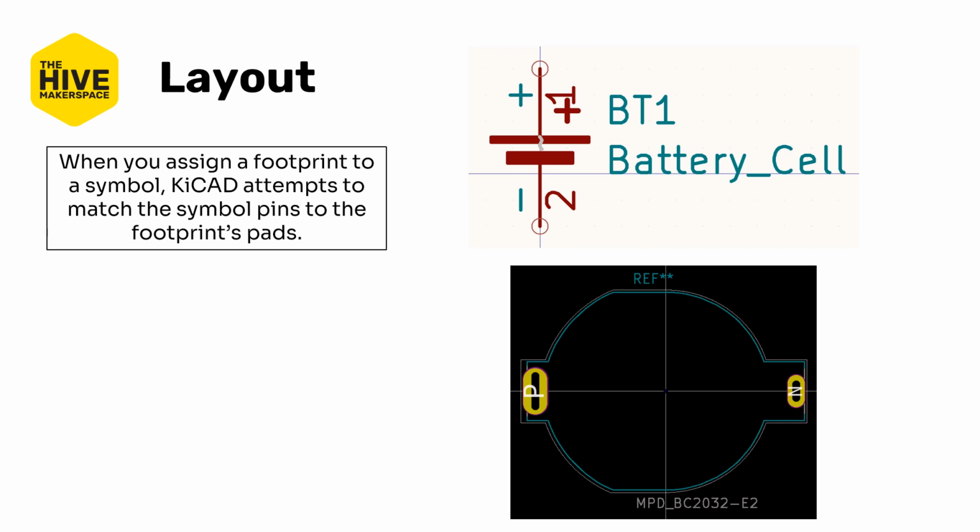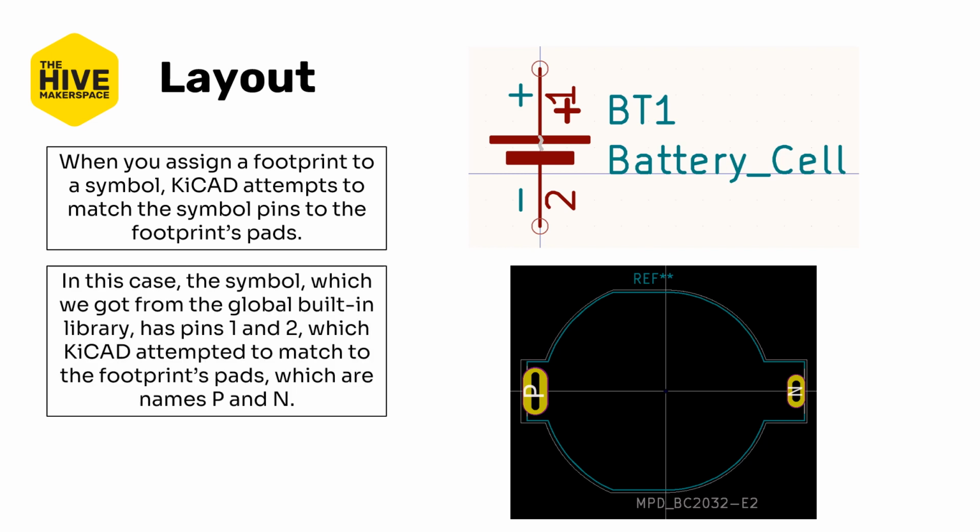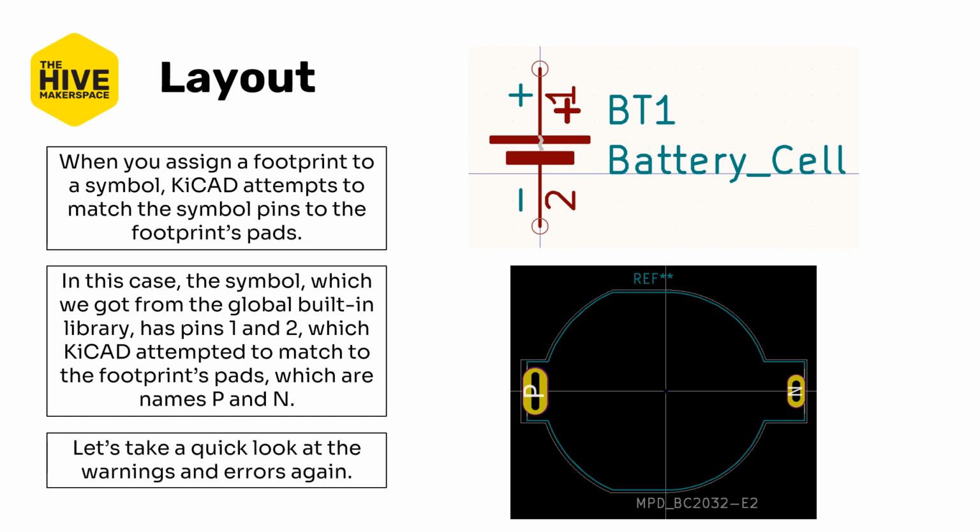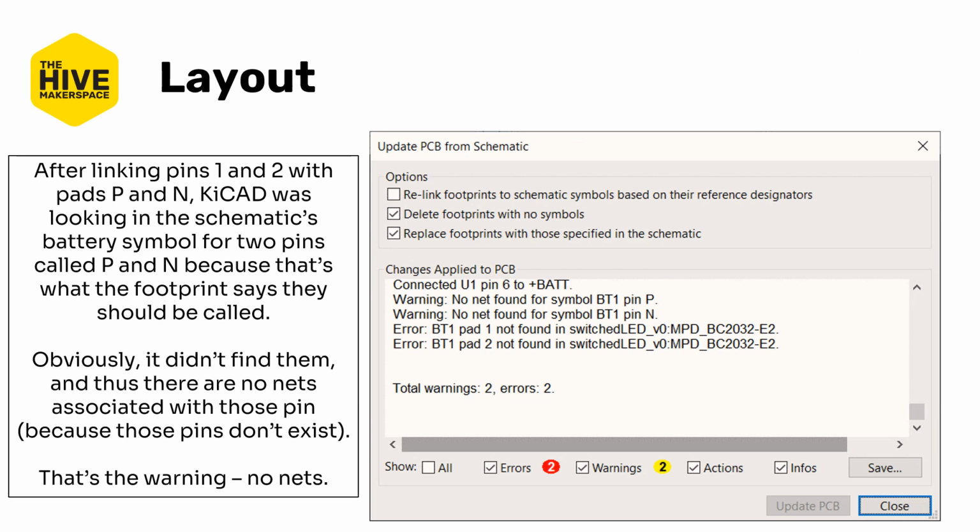When you assign a footprint to a symbol, KiCAD attempts to match the symbol pins and the footprint pads. In this case, the symbol, which we got from a global built-in library, has pins numbered 1 and 2, which KiCAD attempted to match to the footprint's pads, which are named P and N. Let's take a quick look at those warnings and errors again. After linking pins 1 and 2 with pads P and N, KiCAD was then looking at the schematic's battery symbol for two pins called P and N, because that's what the footprint says they should have been called. Obviously, it didn't find them, and thus there are no nets associated with those pins, because those pins don't exist.